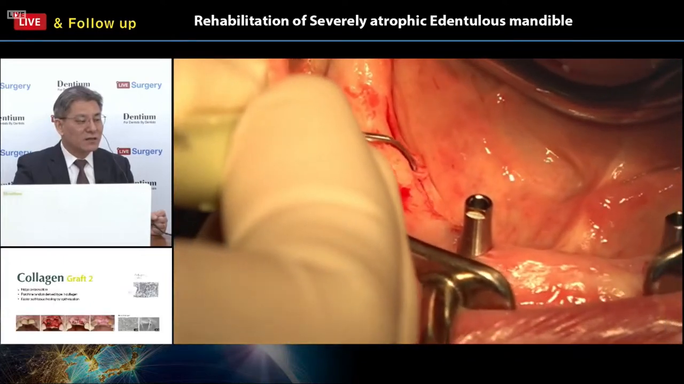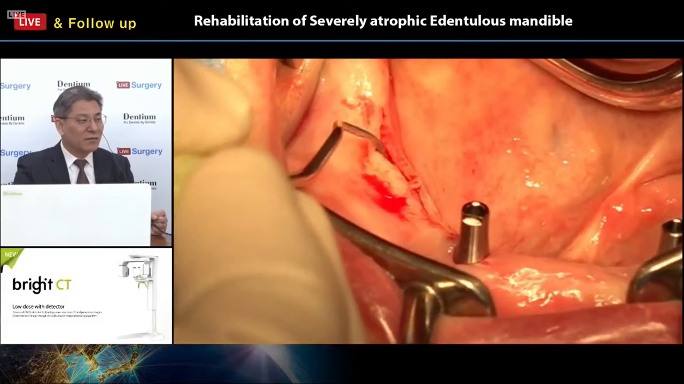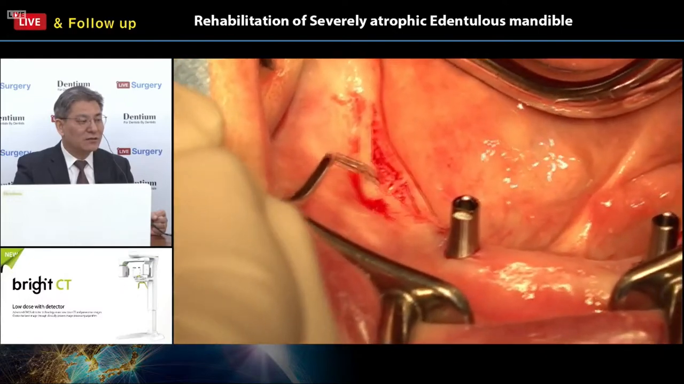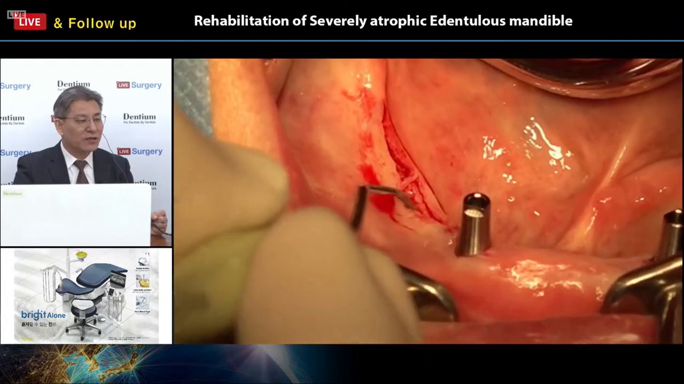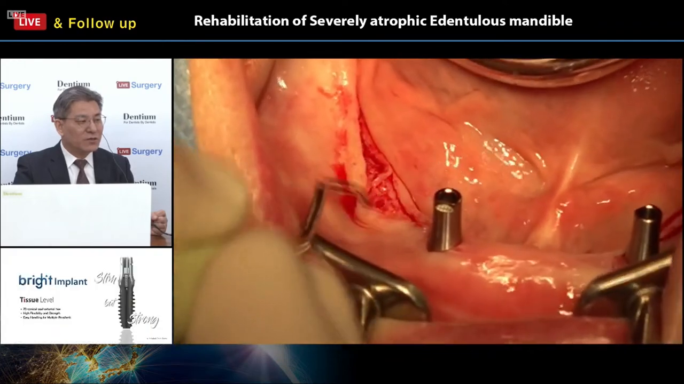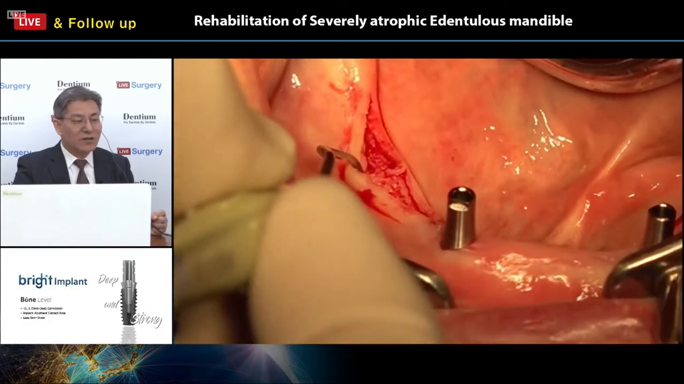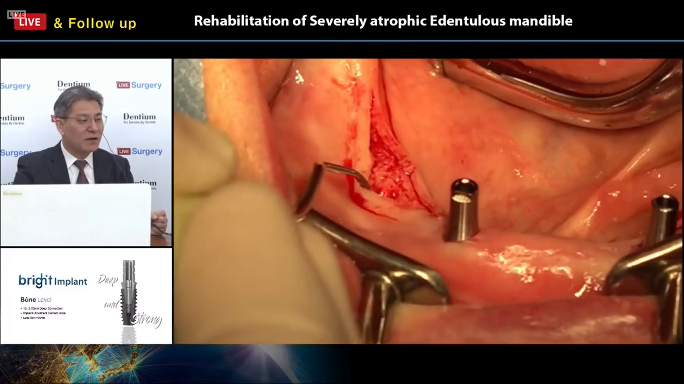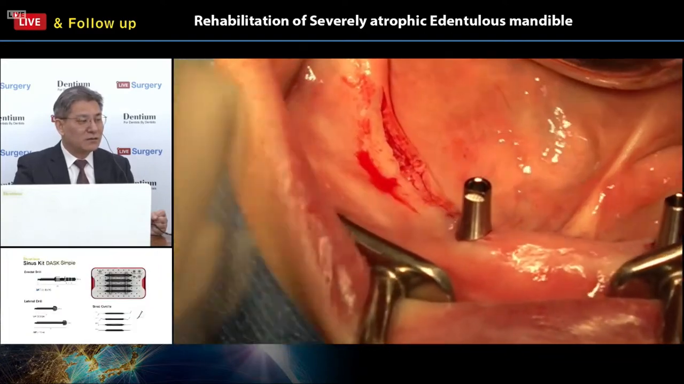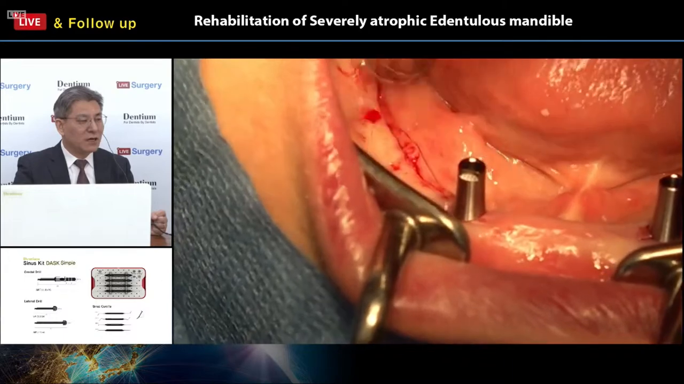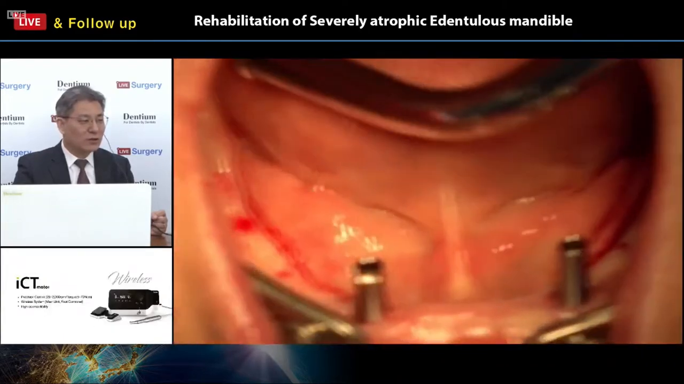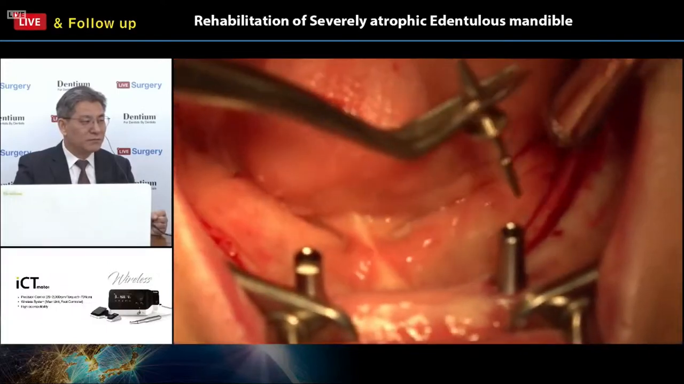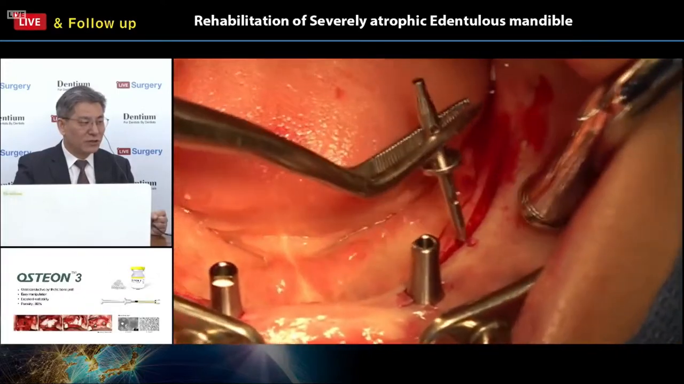Dr. Zhang is using a periodontal curette. This periodontal curette is used for many versatile purposes. Now this curette is working as a separating tool for soft tissues. Okay.